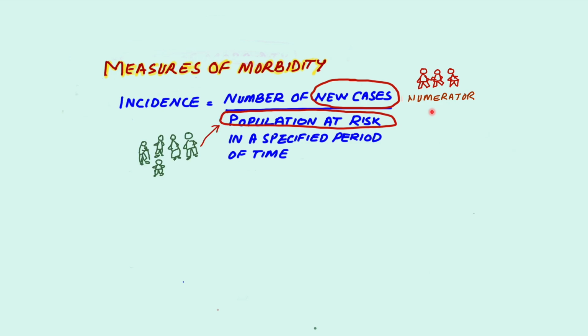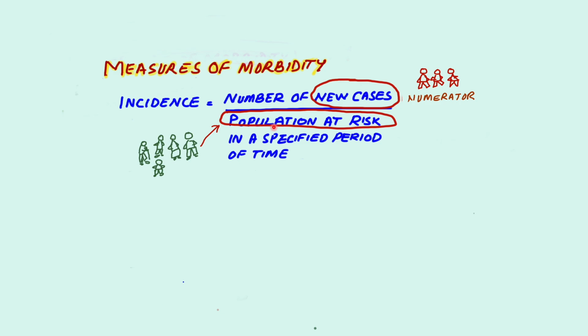Another important concept is the population at risk, also known as the susceptible population. We include only those persons who are at risk of developing a disease, who have the potential to become cases. People who already have the disease or cannot develop it are excluded from the denominator.